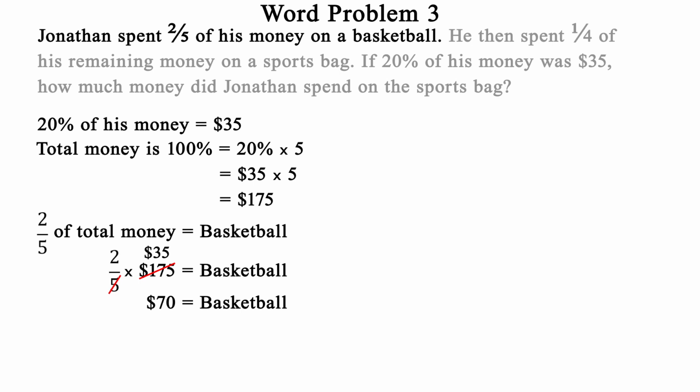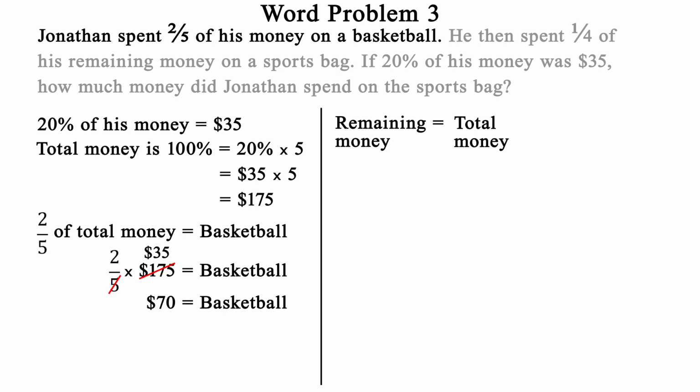Now in the starting, he had $175 and he spent $70 in basketball. So let's try to find out how much money is remaining with him. So remaining money equal to total money minus how much he spent in basketball. The total money he had was $175 minus $70 he spent in basketball. So 175 minus 70, which is equal to $105. So after basketball thing is, he has got $105 left.